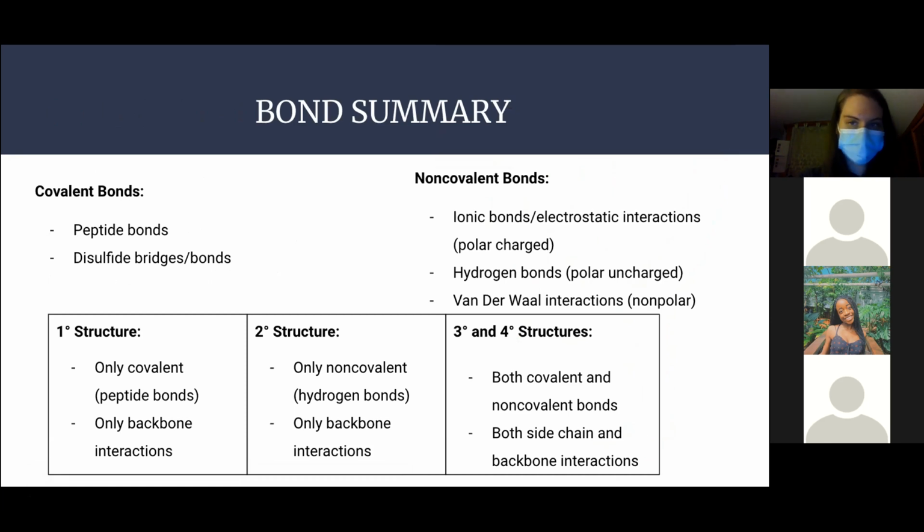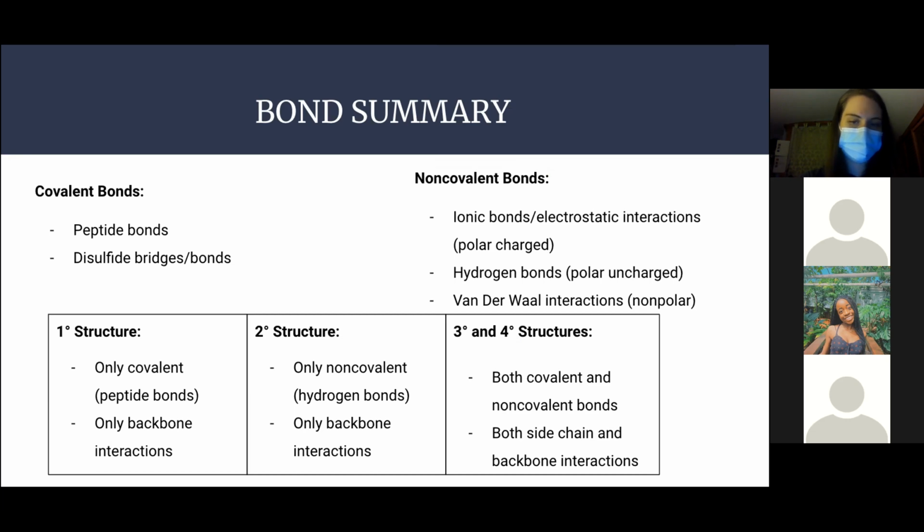And those are only going to be forming your backbone interactions, so they don't really have an effect on the overall shape. And then you're going to have your disulfide bridges or bonds, which are again going to be between your cysteine amino acids, and they're important for molecules that need that extra firmness or rigidity, say if they're in a harsher environment, or if they don't need to be changing shape that often.